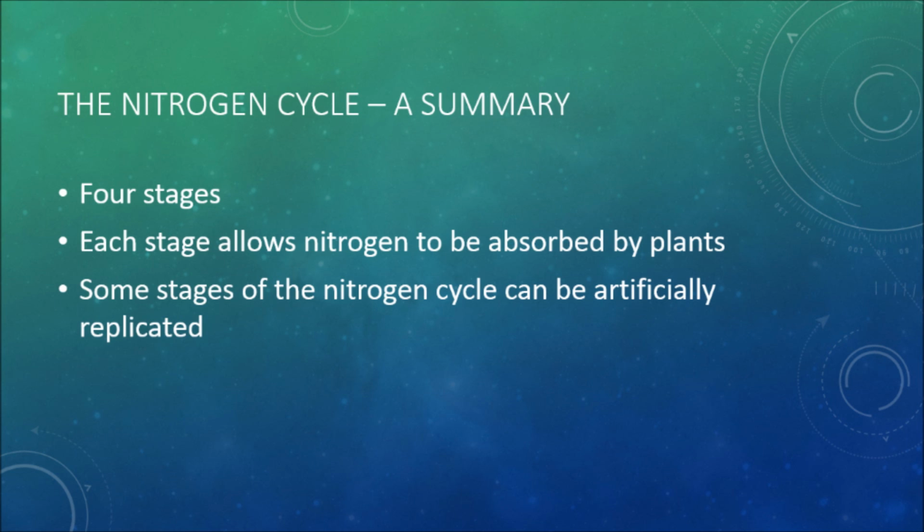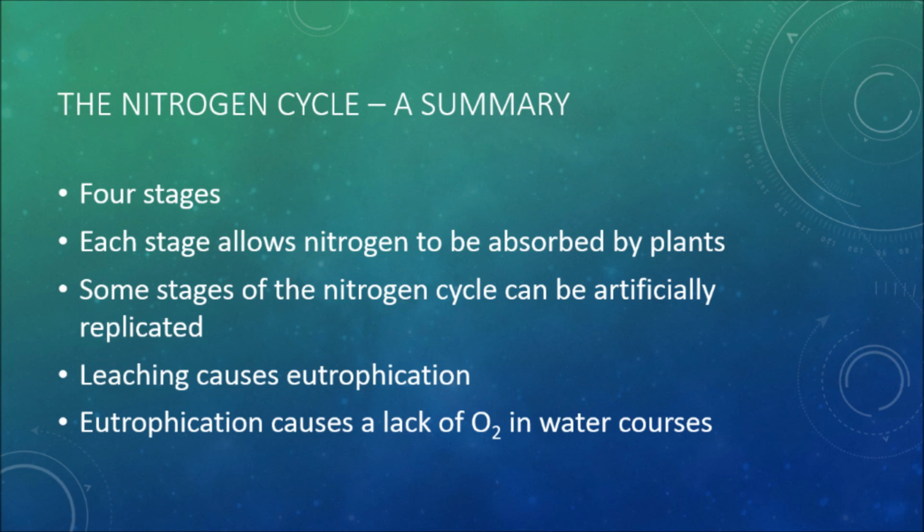Parts of the nitrogen cycle can be carried out artificially, such as the Haber process, converting atmospheric nitrogen to ammonia for use in fertilizers. Leaching occurs when excess fertilizers are washed into watercourses and cause eutrophication, a process where an algal bloom causes the death of larger aquatic organisms because of a lack of oxygen in the water.